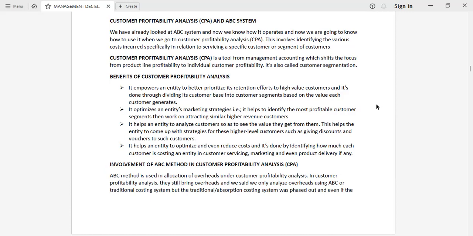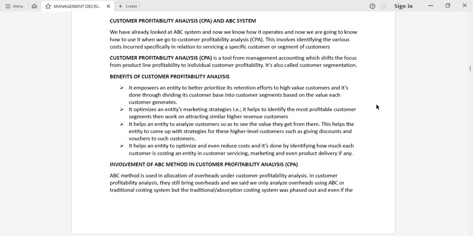So, customer profitability analysis involves identifying the various costs incurred specifically in relation to servicing a specific customer or segments of customers. In other words, here we are looking at the costs that are being incurred on a given customer, and we want to know the costs we've incurred so that we can know how much we are getting from that same customer or from that segment of customers as a whole.